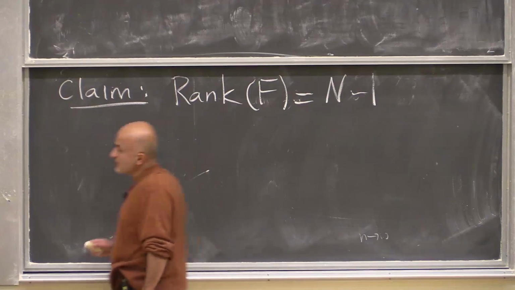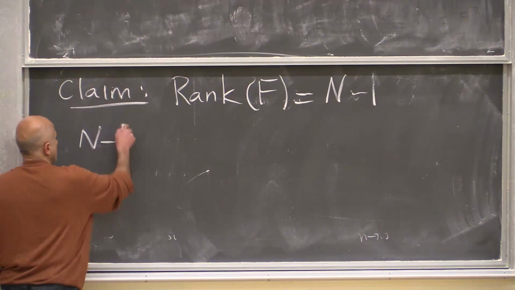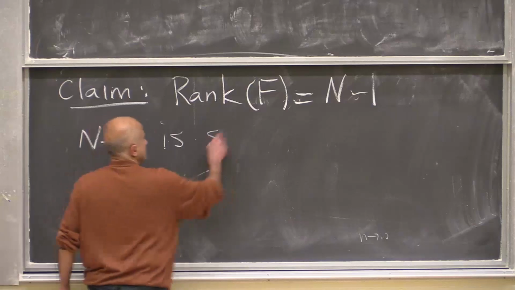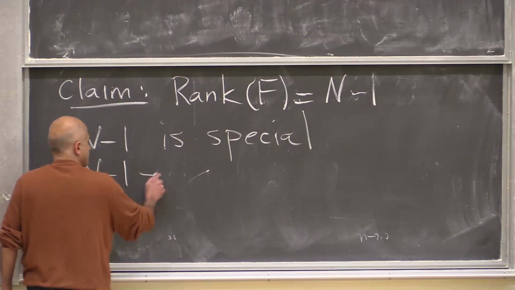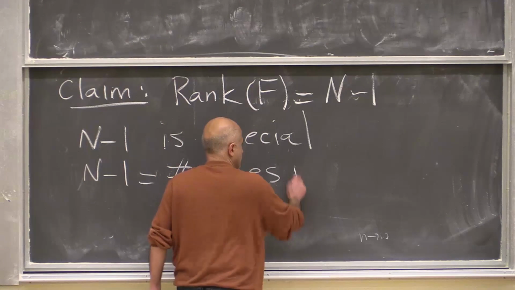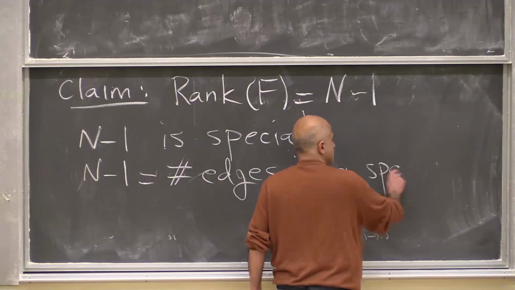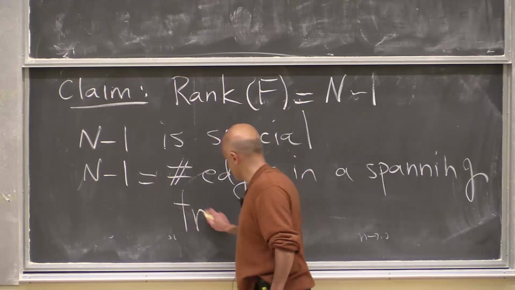So n minus 1 is a magical number associated with every graph. N minus 1 is special. It is the number of edges in a spanning tree of the graph. What? Spanning what?